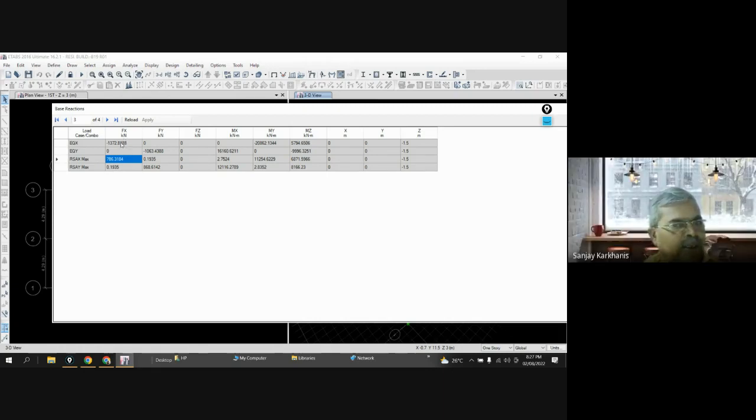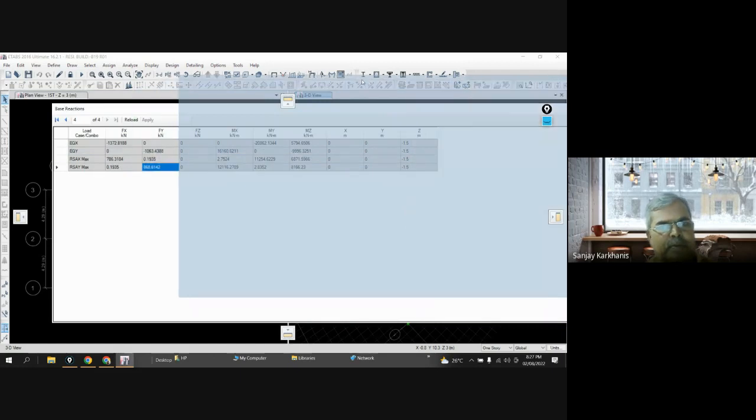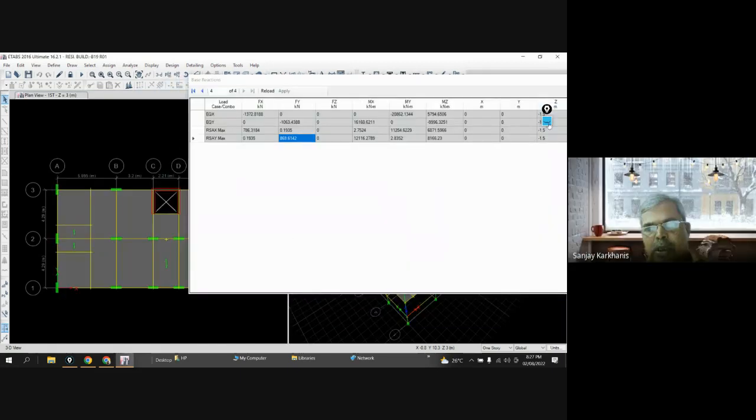So what you have to do is divide 1372.8188 by 786.3184, and that will be your scale factor for RSA X. Now for RSA Y, this is your base shear, 1063.4388, and RSA Y is giving you 869.6142. Clear? Yes, sir.